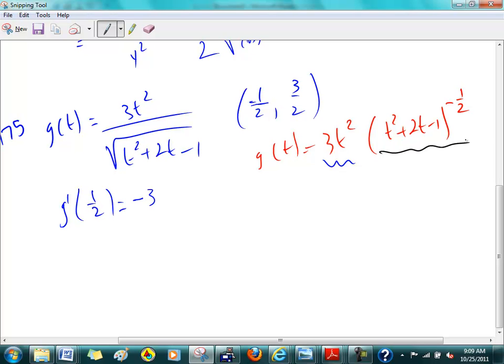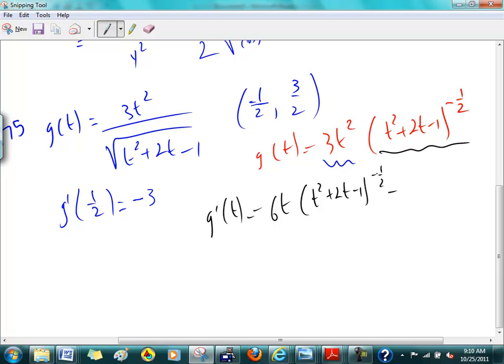Okay. Is everybody okay with this stuff? Do you want me to go ahead and do this analytically? Yeah, let's do it then. So let's use the product rule, okay? So G prime of t, you're going to keep t squared plus 2t minus 1 to the negative 1/2 constant. Differentiate 3t squared. What do you get when you derive 3t squared? Nice, good job. 6t. We're going to leave this alone.